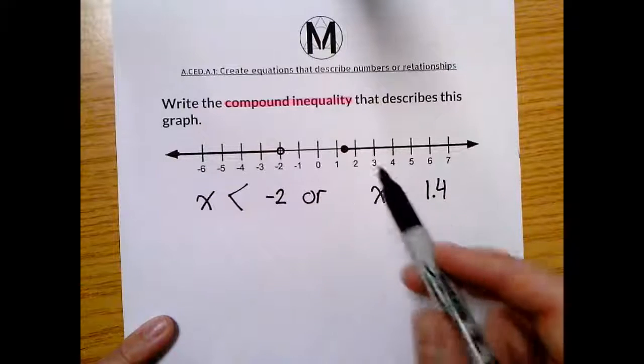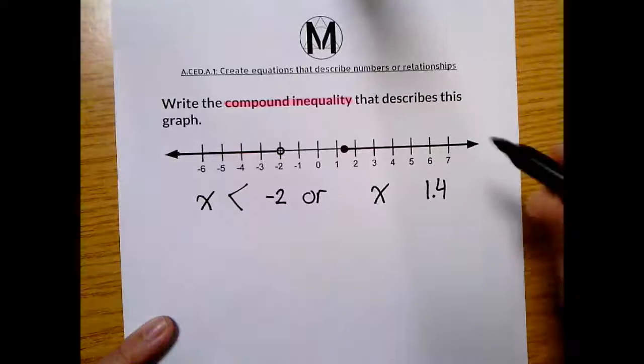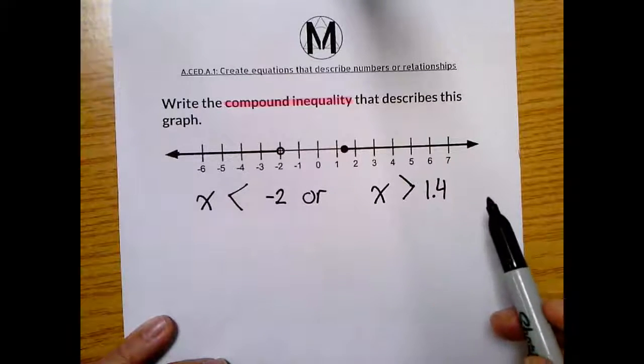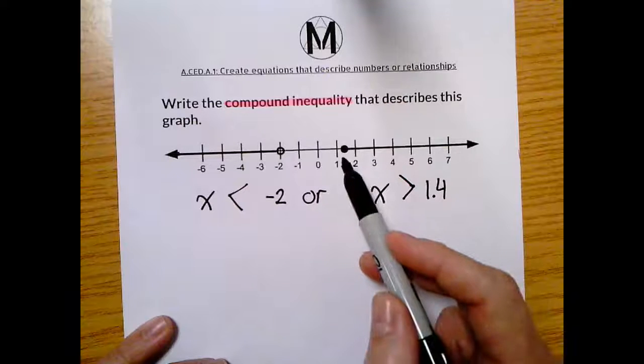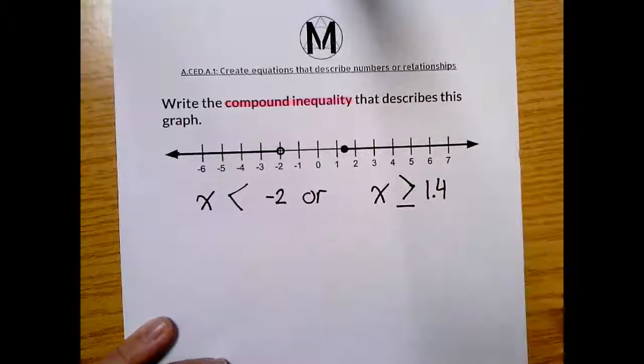Coming over here, x is going bigger and bigger and bigger. So this x value must be bigger than our estimate of 1.4. And if you look, that circle is completely filled in. So it means, you know what? Also, it could be equal to.